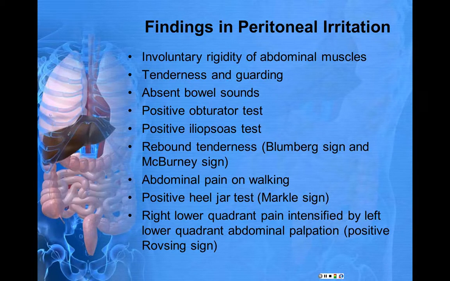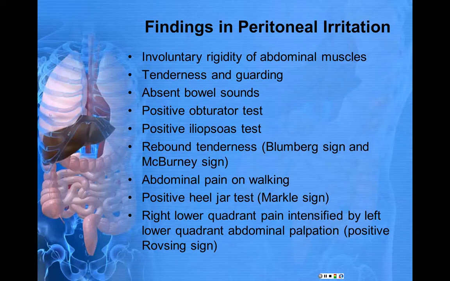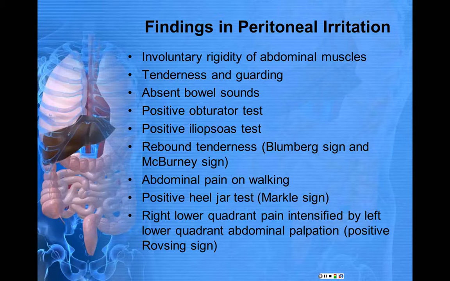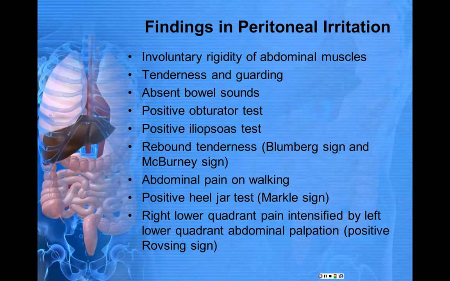Other findings in peritoneal irritation include involuntary rigidity of abdominal muscles, tenderness, guarding, trying to keep you from pushing on them because it hurts too badly, absent bowel sounds, positive iliopsoas or obturator test, rebound tenderness, abdominal pain on walking, and the positive heel jar test or Markle sign. Right lower quadrant pain that is intensified by left lower quadrant palpation, that's the Rovsing sign.